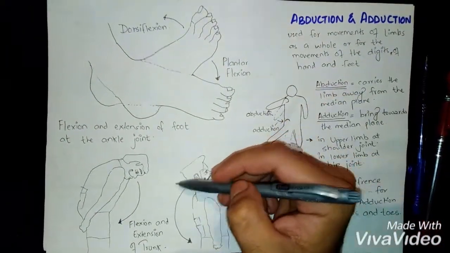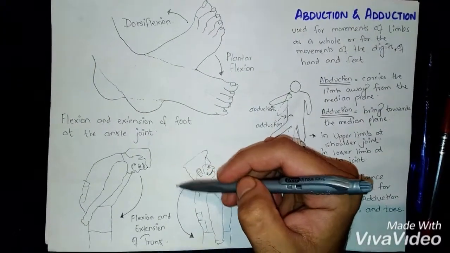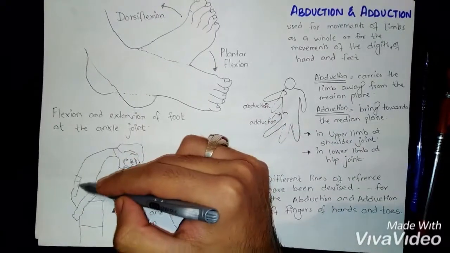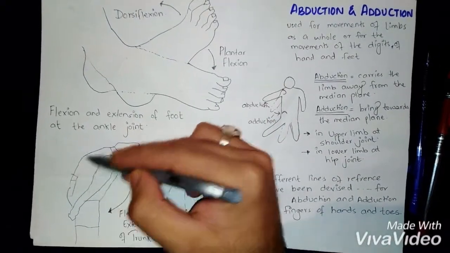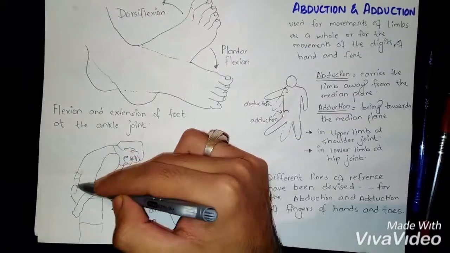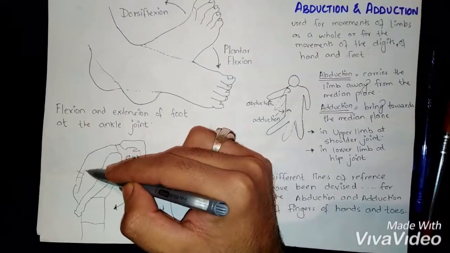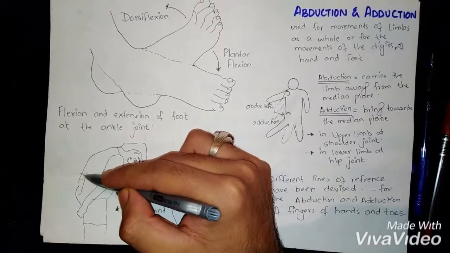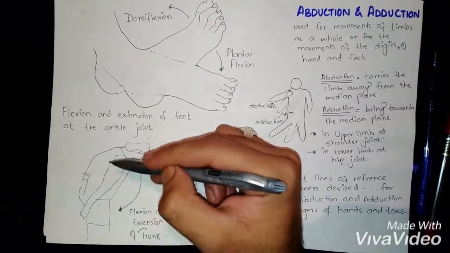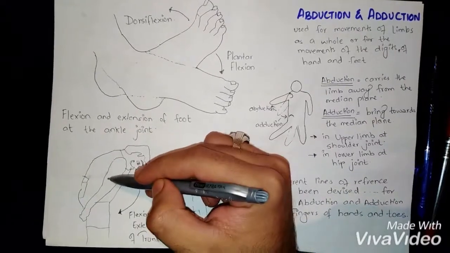Now, if we talk about the flexion and extension of the trunk, these movements occur as a result of bending of the vertebral column at the intervertebral joints. The intervertebral joints of the lower thoracic and lumbar regions. I hope you know how many vertebrae are there in the thoracic and lumbar region.